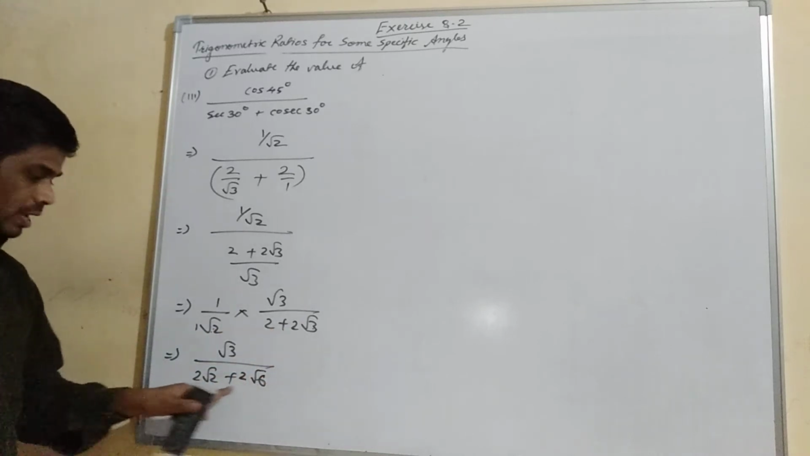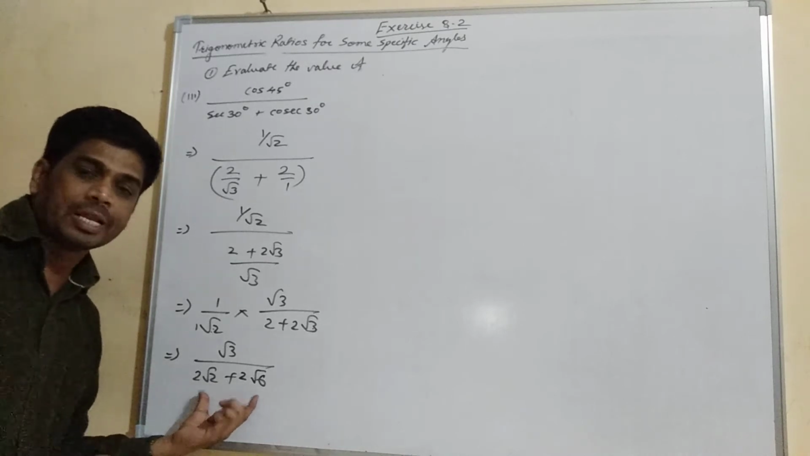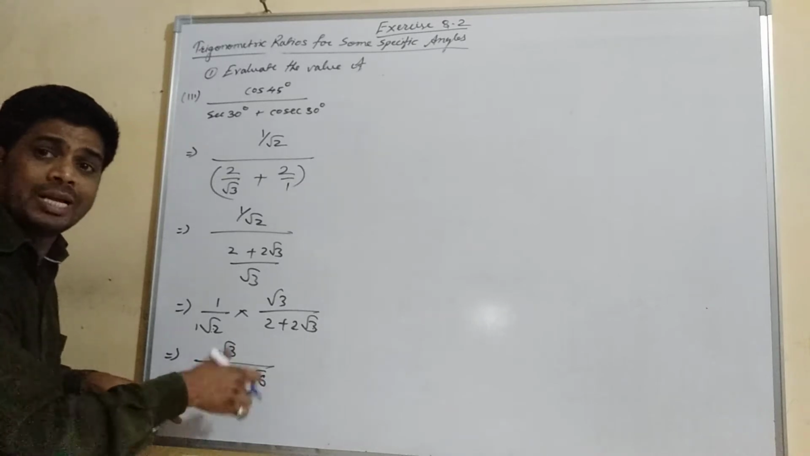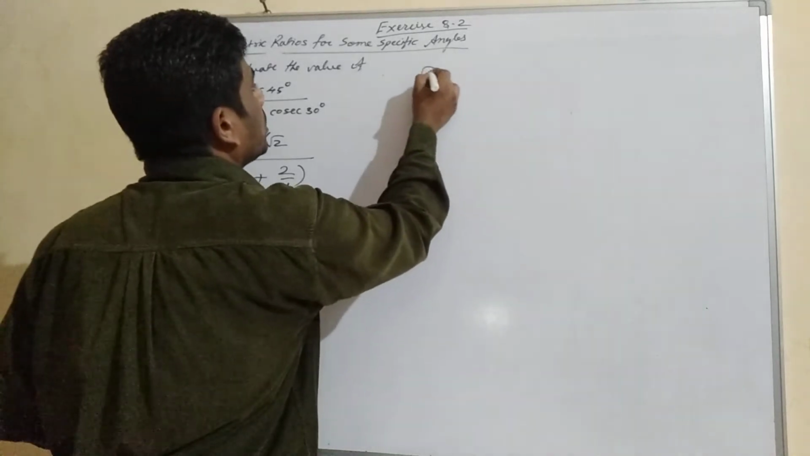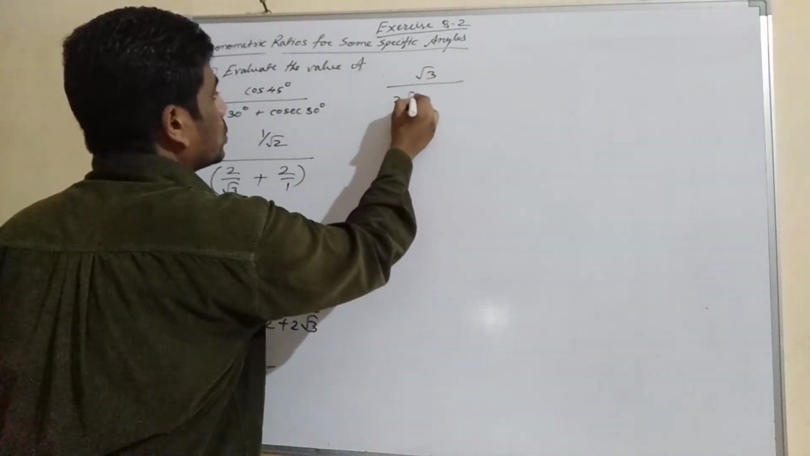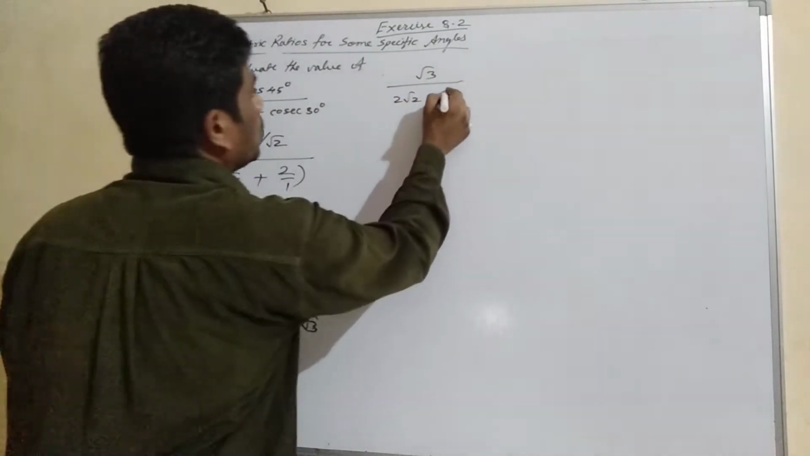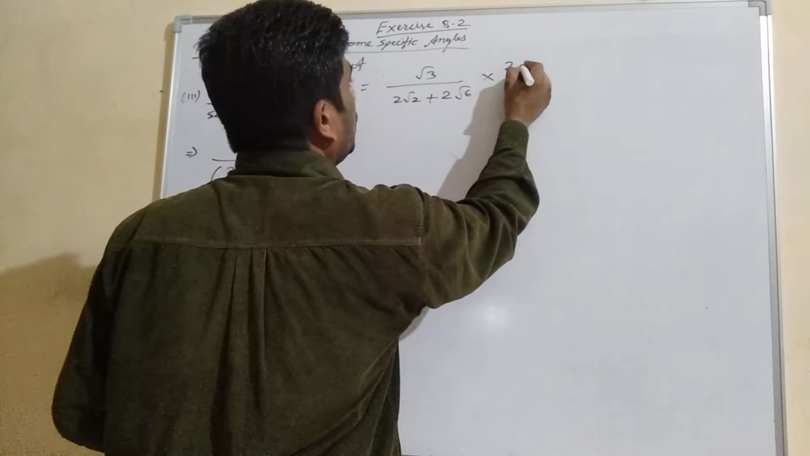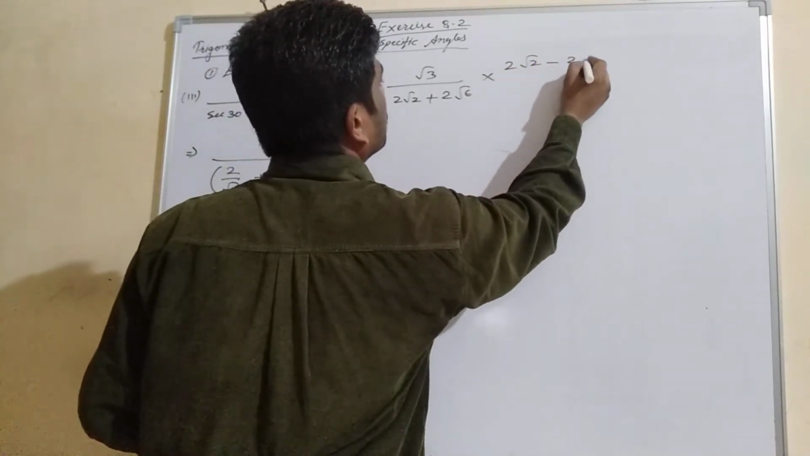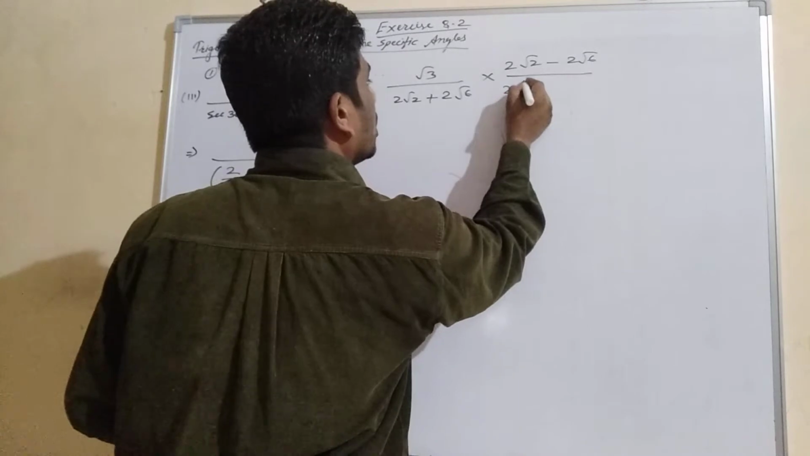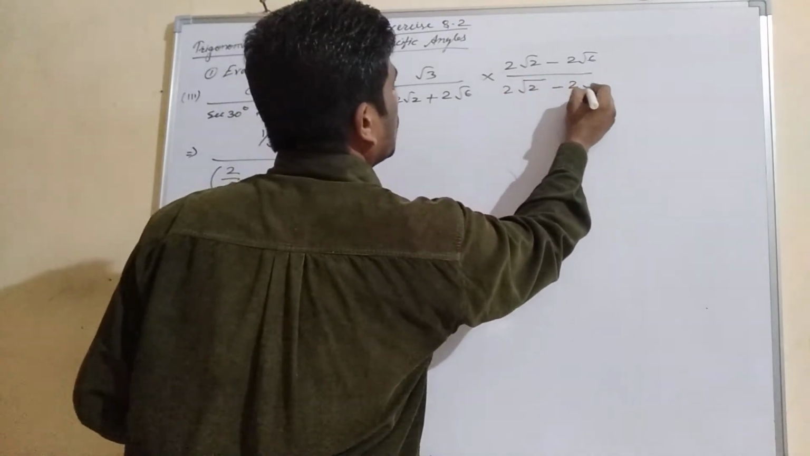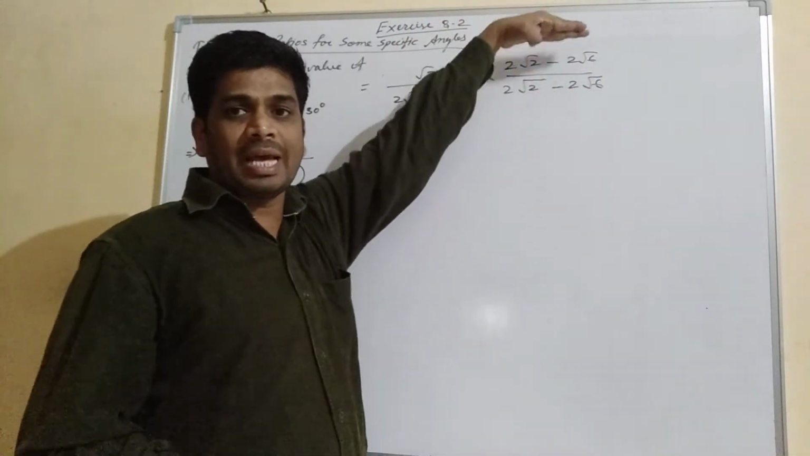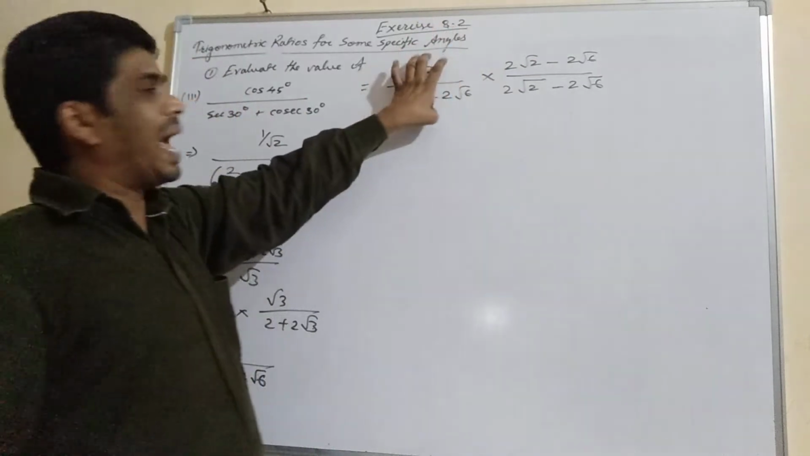Now we got this. Now we have to remove the square root from the denominator, so we will rationalize this. It is a plus b, so we have to multiply by a minus b, which means root 3 upon 2 root 2 plus 2 root 6 into 2 root 2 minus 2 root 6 upon 2 root 2 minus 2 root 6. For balancing we multiply by the same numerator and denominator so that it cancels. So as it is.